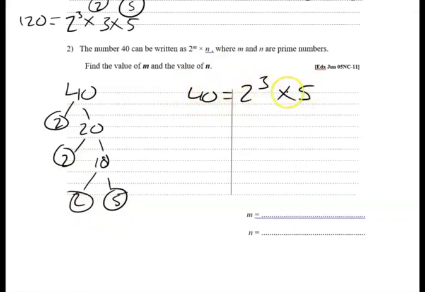Now we're going to match it to what's written in the question. Now 2 to the power of m, so m will clearly be 3 and n will be 5. So we can fill in the spaces here now.